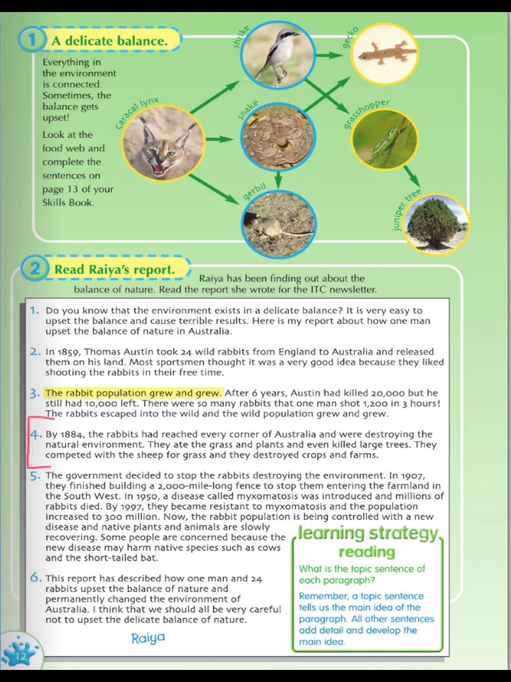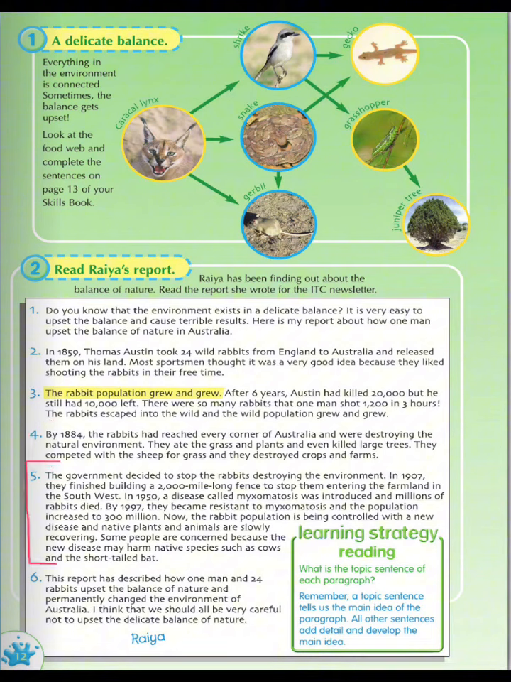Number 4. By 1884, the rabbits had reached every corner of Australia and were destroying the natural environment. They ate the grass and plants and even killed large trees. They competed with the sheep for grass and they destroyed crops and farms.